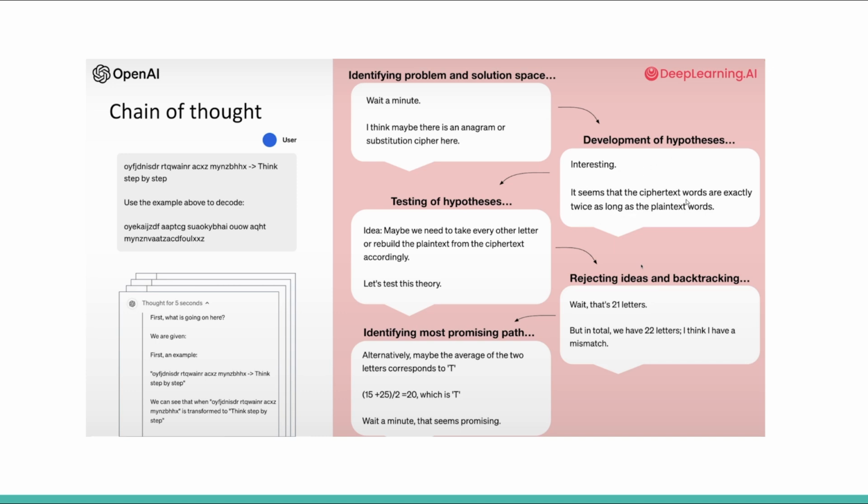It seems that the ciphertext words are exactly twice as long as the plain text words, right? And if you notice, they are. This first encrypted word is twice as many characters as this word, think, right? Step, again, and so on. And then it kind of tests the hypothesis, right?